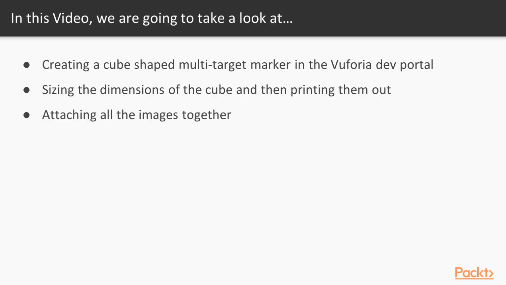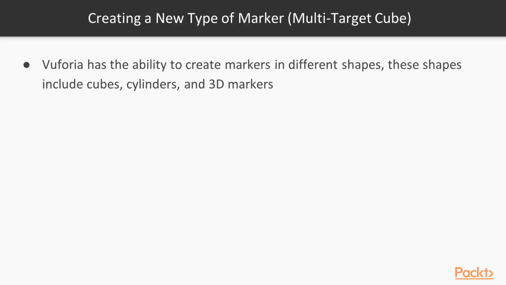In this video, we will cover creating a cube-shaped multi-target marker in the Vuforia dev portal, sizing the dimensions of the cube and then printing them out, and then attaching all the images together. So Vuforia has the ability to create something called a multi-target marker, which is basically a couple of different markers pieced together in a specific shape. So the shapes Vuforia is able to process are cubes, cylinders, and 3D markers. For this section, we will focus on the cube multi-target marker.